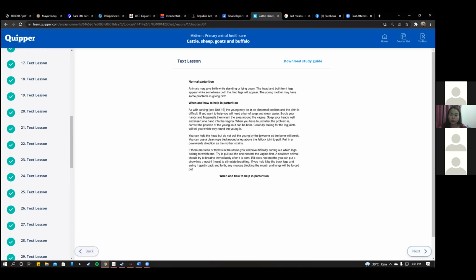Next, when and how to help in parturition. As with the calving in Unit 19, the young may be in an abnormal position and the birth is difficult. If you want to help, you will need a bar of soap.